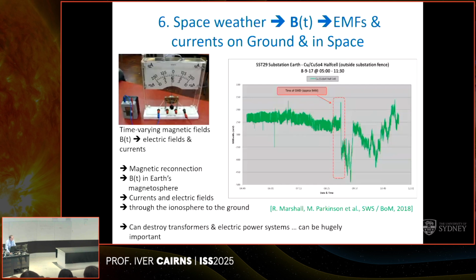It's an example with an electrical substation here in Australia from the Bureau of Meteorology. A standard current here, then a space weather event, and you see a change in the current by close to a factor of 2 from here to here. That sort of factor of 2 didn't hurt this transformer.